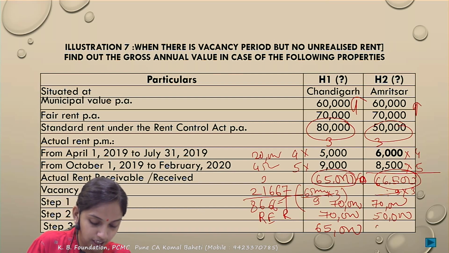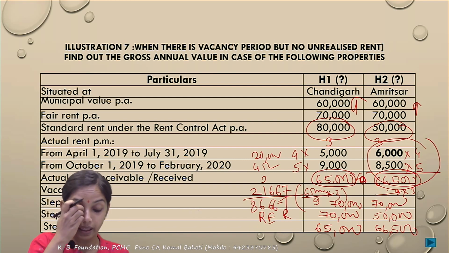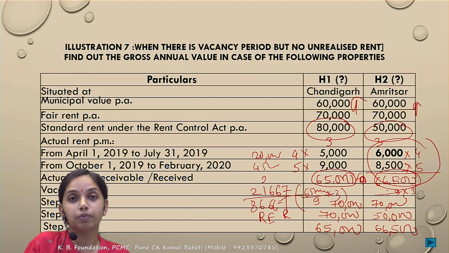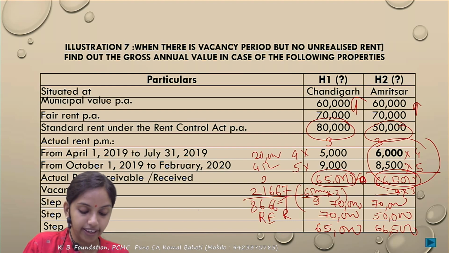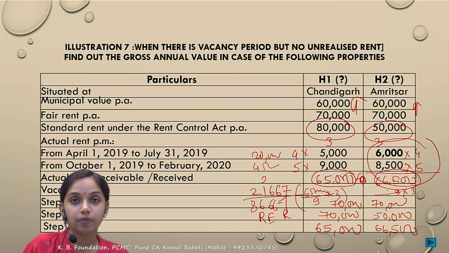So how much is the GAO? 66,500. Try to understand. 6,000 has been let out for a period of 4 months, and the rent of 8,500 is let out for 5 months. So the total rent receivable becomes 66,500.